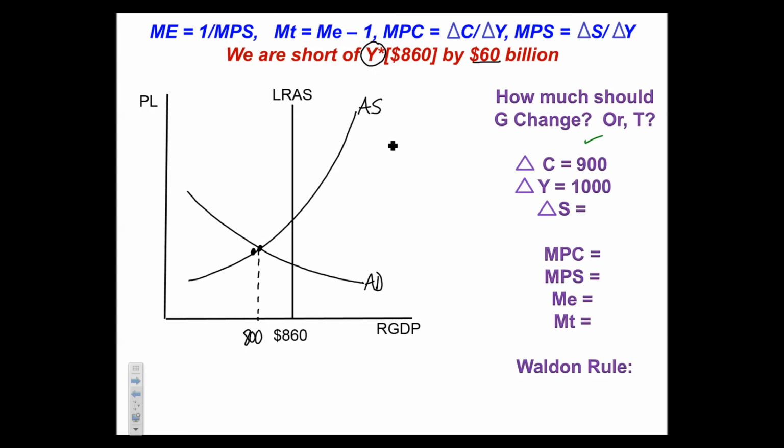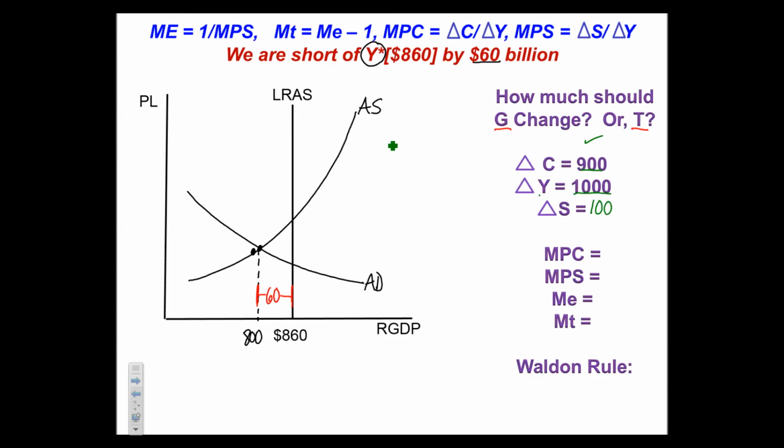So again, we're sitting on a $60 billion gap. The distance from here to here is 60 billion, and we want that gap to close. So the question over here is, by how much should government spending change or taxes change? So we're given some information. The change in consumption is 900. The change in income is 1,000. So if our income increased by 1,000 and consumption increases by 900, we have $100 left over. So what is the $100? That is our change in savings.